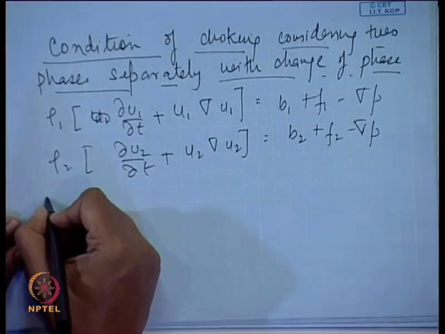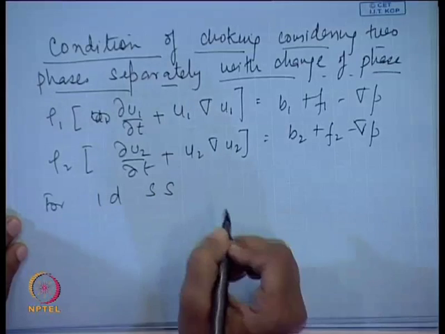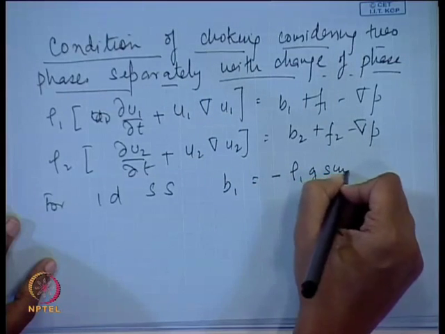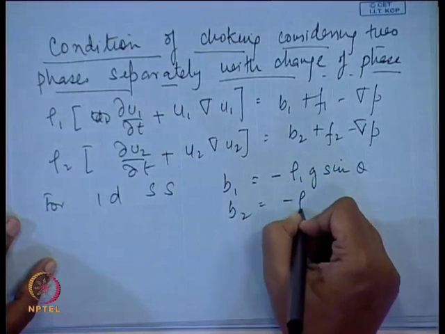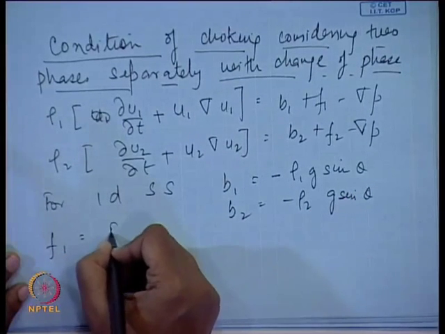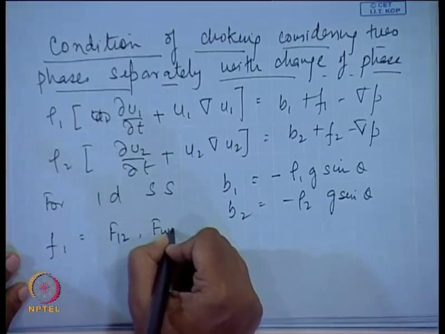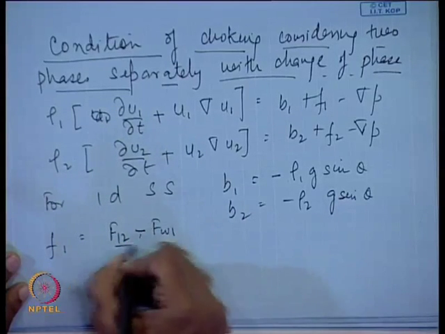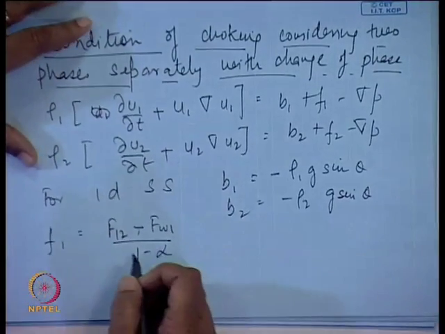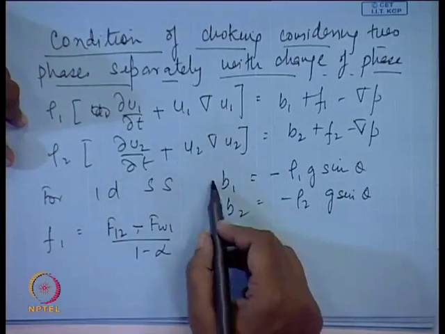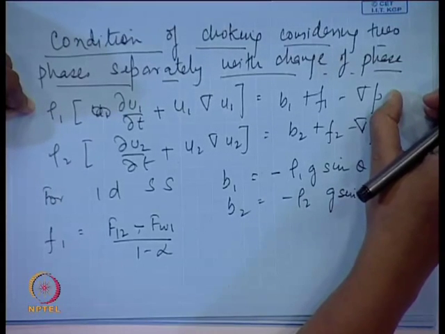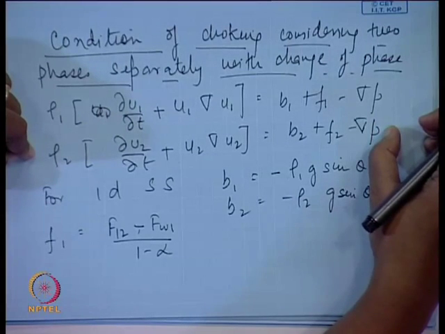Okay. So, for the one dimensional steady state case, we knew that b 1 is nothing but minus rho 1 g sin theta, b 2 was equal to minus rho 2 g sin theta, and we knew that f 1 comprised of f w 1, or in other words, if I write it down, divided by 1 minus alpha. Why did this come about? Somebody had asked me this question. This was because this entire expression is written for unit volume of fluid 1. This is written for unit volume of fluid 2.